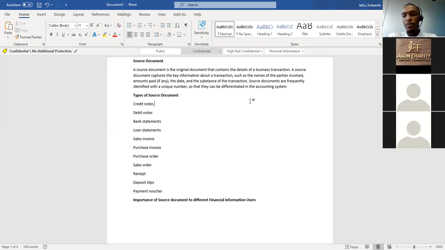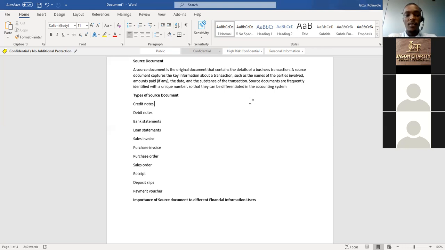So the buyer will send a sales order detailing the type of goods they intend to buy, the quantity of the goods, and the price of the goods, and of course, the price will be based on what the seller and the buyer have agreed between one another. So the sales order will be sent by the buyer to the seller, stating that I want to buy this type of goods, this quantity of goods, at an agreed price.